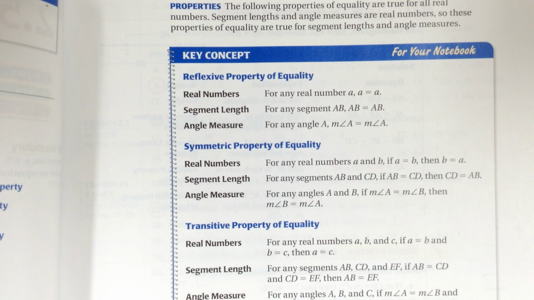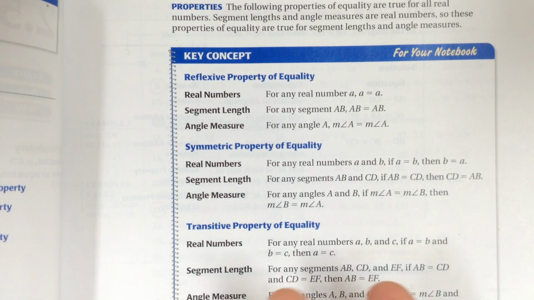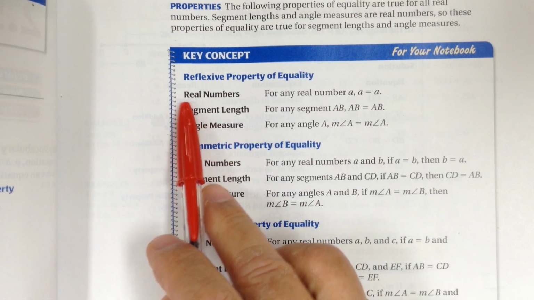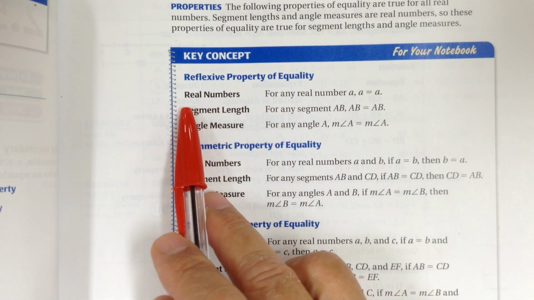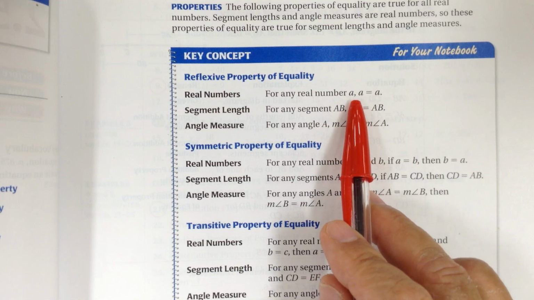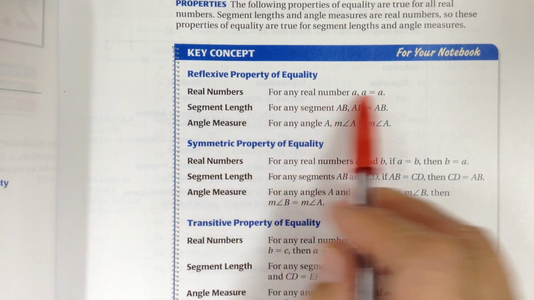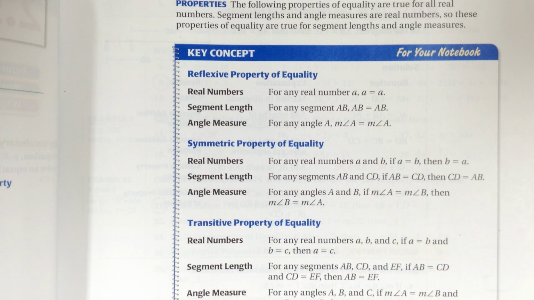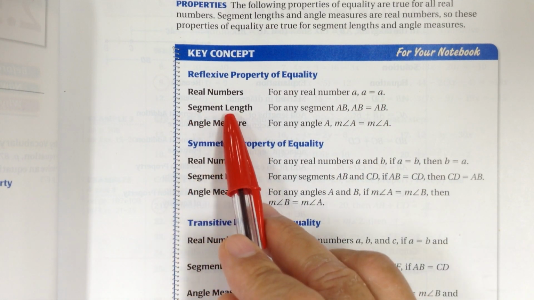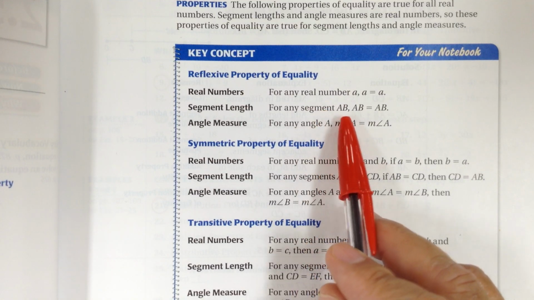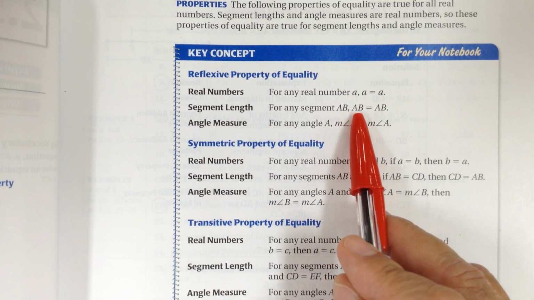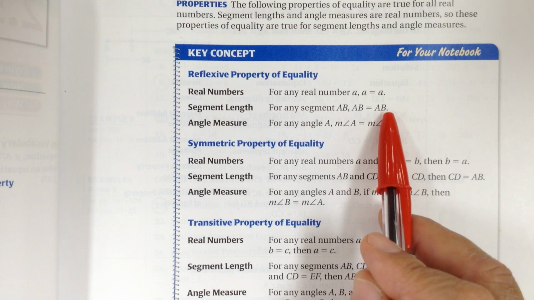First one, the reflexive property. The reflexive property is something that is equal to itself. First, the real number: for any number, a number will equal itself. And the segment length: for any segment AB, AB equals AB. So again, length equals itself.